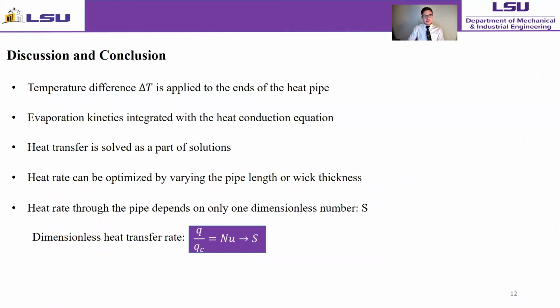In conclusion, we studied the one-dimensional heat and mass transfer in a flat heat pipe of a rectangular cross-section. The temperature difference delta T was applied to the ends of the heat pipe. We integrated the evaporation kinetics with the heat conduction equation to capture all the essential physics. Heat transfer was solved as a part of the solution, which enables us to optimize it by varying the pipe length or wick thickness. And we found that heat rate through the pipe depends on only one dimensionless variable, S.